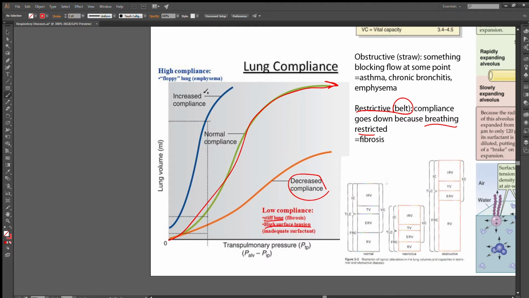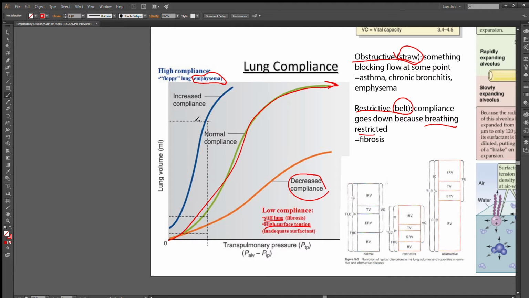They're healthy. Whereas in contrast, obstructive diseases, an example here is emphysema, you can think of it as breathing through a straw. And that's where you have something blocking flow at some point. Asthma, chronic bronchitis, emphysema, and in the case of emphysema, you're going to have floppy lungs. So any smokers out there, you're going to have a decrease. It's slowly degrading the lung tissue, all that smoking, and it's going to create a floppy lung.